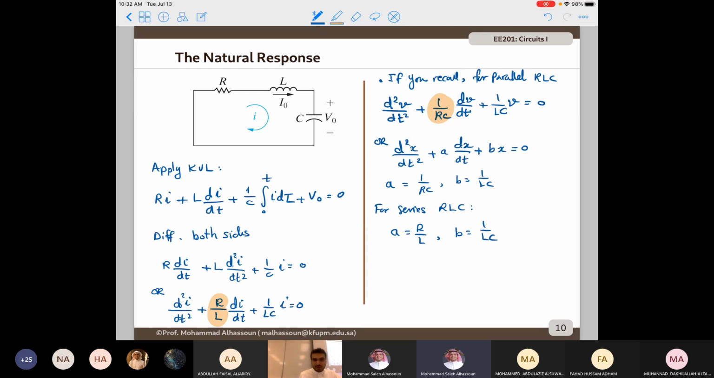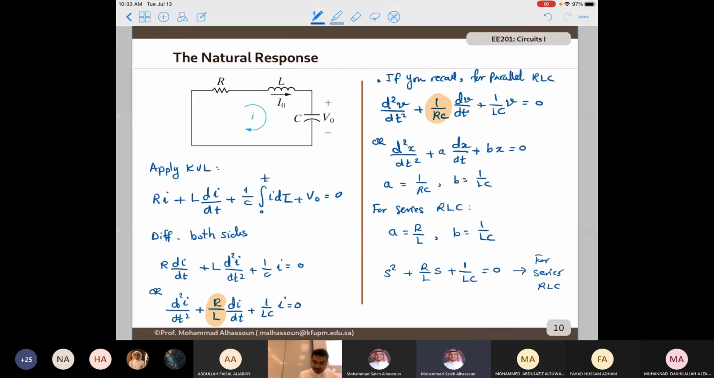So they have the same characteristic equation. If we are to solve for it, we will end up with s squared plus R divided by L s plus 1 over LC equals 0. This is for series.